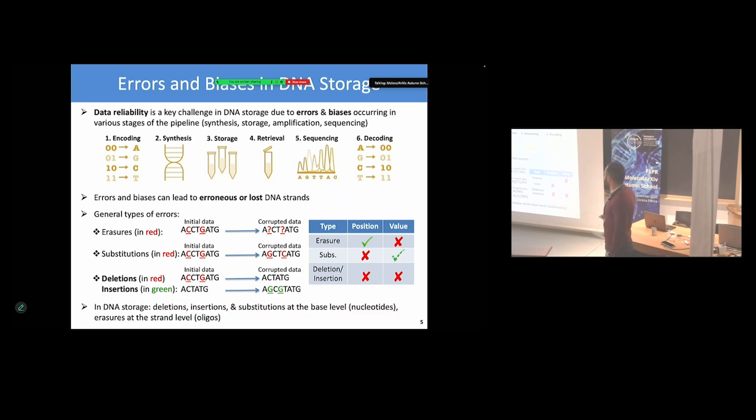So in DNA data storage, what type of errors do we experience from these general types of errors? We do experience deletions and insertions and substitutions at the base level, at the nucleotides, and we also experience erasures at the strand level because some of the strands are lost. And for us, if we indexed these strands and we know that some indices are missing, then we know that there were errors there. So this translates to erasures from the point of view of error control coding. So we have all of these, but at different levels. Some at the base level and some at the oligo level, entire oligo being lost.